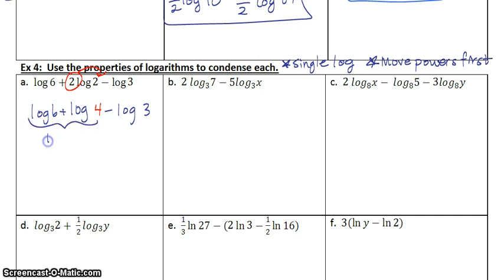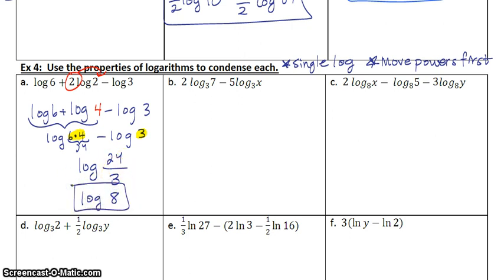So first I'll condense these two. Because it's a plus sign in between, I change it to multiply, and the logs drop, so I just have a single log. Now condense these. Now this will be on top, this will be on bottom because it's a subtract. So I got log 6 times, you know what, 6 times 4 is 24, so I'll say 24 on top and 3 on bottom. And then 24 divided by 3 is 8. So log 8 is my final answer there.